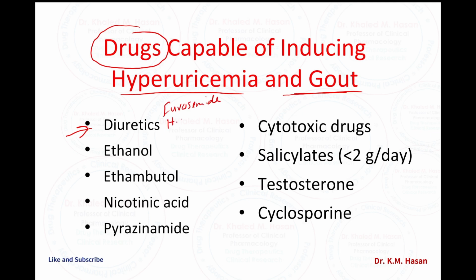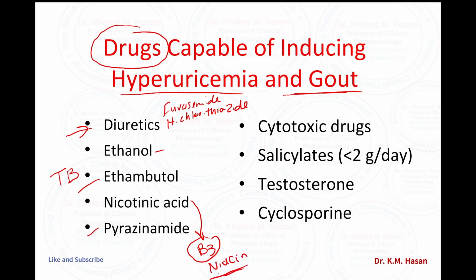Hydrochlorothiazide may also cause gout. Ethanol may cause gout. Ethambutol and pyrazinamide, these two medications used for tuberculosis treatment, may cause gout and hyperuricemia. Nicotinic acid belongs to vitamin B3, another name niacin.